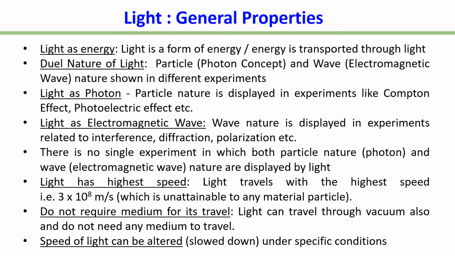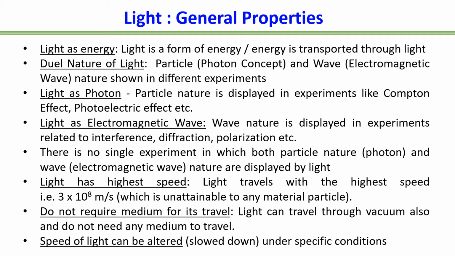For particle nature, we always talk about the concept of photon, whereas for the wave nature, we talk about the concept of electromagnetic waves. And these two properties, particle nature and wave nature, are shown in different experiments. There is no single experiment that shows both the particle nature and the wave nature of light.